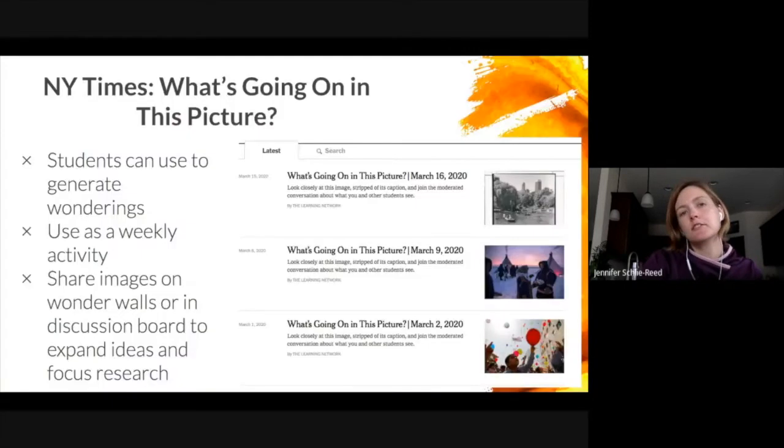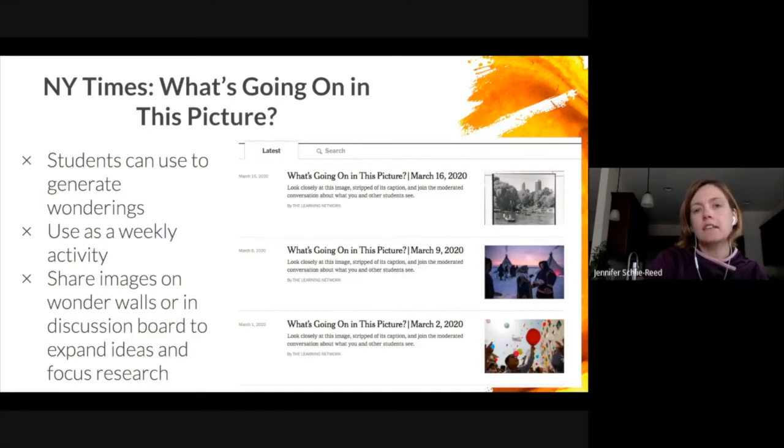That brings me to one of my favorite resources, and I'm sure I've mentioned this to some of you: the New York Times has What's Going On in This Picture as a weekly resource that I think works K-12. Obviously, if you're working with younger students, you might want to make sure the picture is appropriate, but usually they're pretty straightforward. You just want to make sure it's not above their maturity level. But this is a great way to generate wonderings as well.